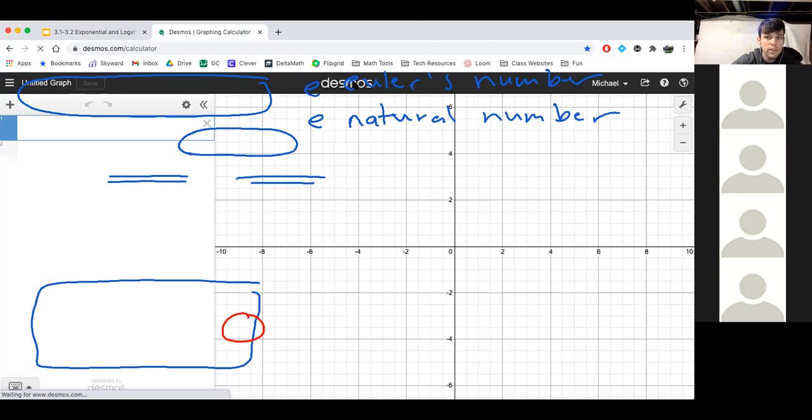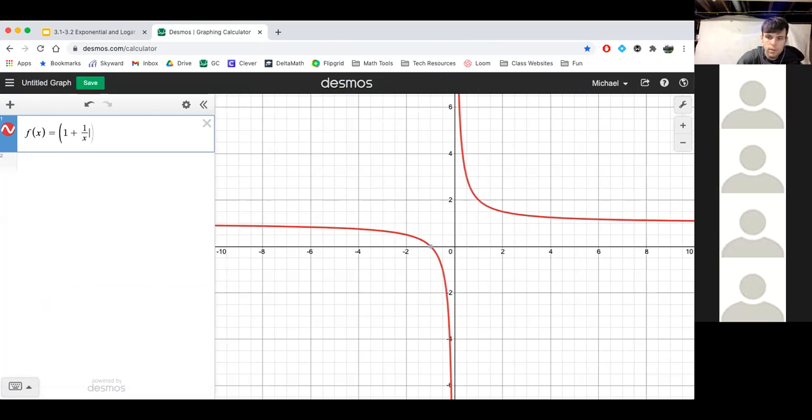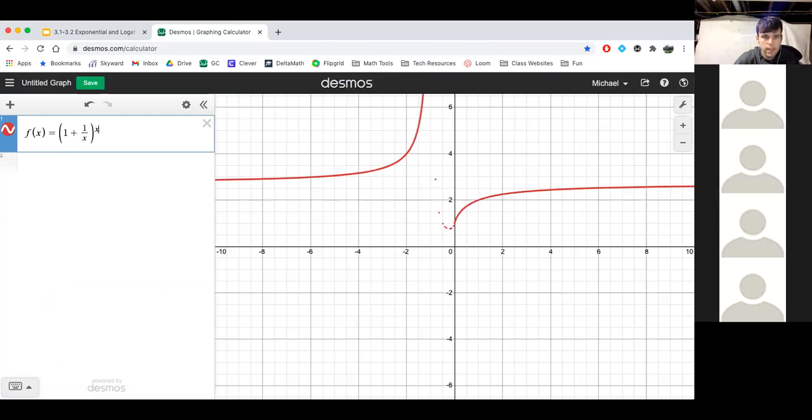Clear what I have on the screen, perhaps. So our function is going to be 1 plus 1 over x, to the x. It's a weird graph, and a lot of weird stuff happens with negative numbers here. That's why we get all this jumping around nonsense, because negative numbers on the inside here can cause some issues until we get to bigger things.